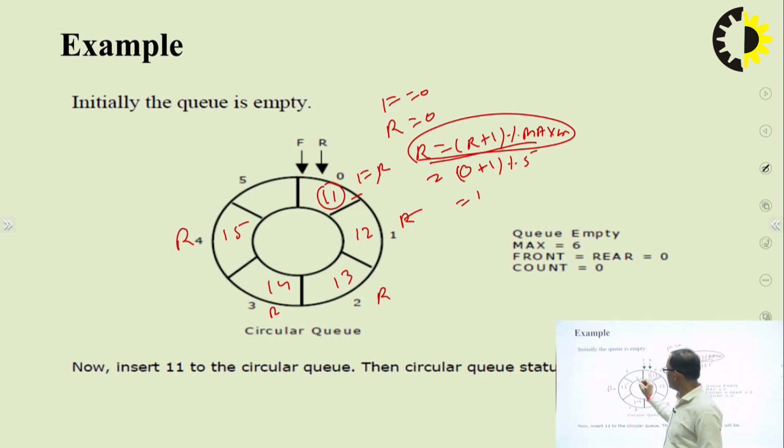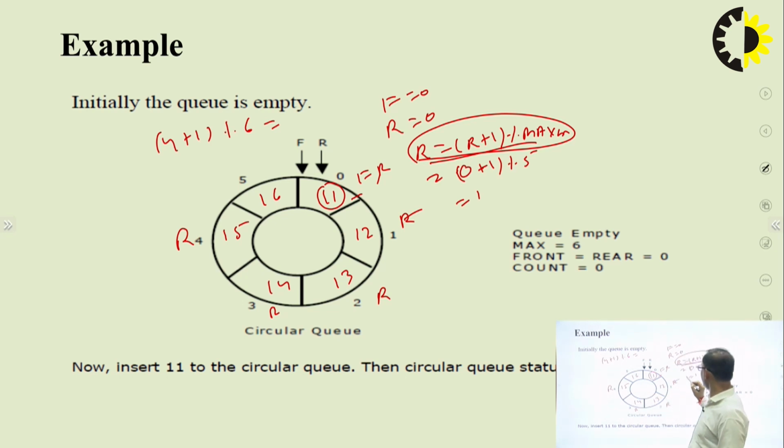Now when we increase the value of rear, rear is equal to 4 plus 1 modulus max size. So here, how many elements can it store? It can store 1, 2, 3, 4, 5, 6. Six elements it can store. So modulus 6. So 5 modulus 6 means 5. The next element can be inserted here. Actually here we are taking the maximum size as 6.